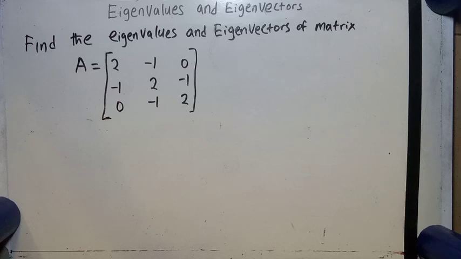Today, let's just look at eigenvalues and eigenvectors again. This time around, we want to run with a 3 by 3 matrix. So what we want to do today is find the eigenvalues and eigenvectors of the matrix 2 minus 1 0, minus 1 2 minus 1, 0 minus 1 2.